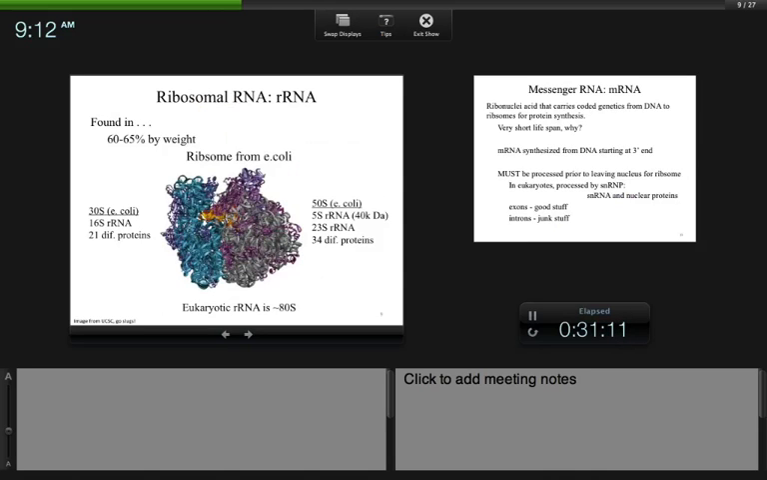Your ribosomal RNA is found in the ribosome. That was a... because you're supposed to tell me that, but oh well. It makes up roughly 60 to 65% of the weight of your ribosome, so it's a pretty large contributing factor to the ribosome. What's the rest of that weight?